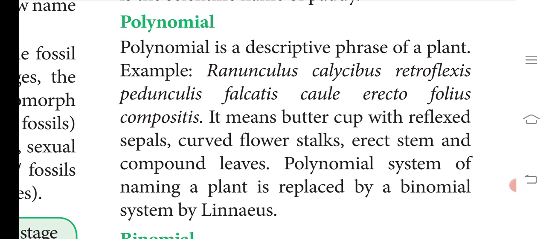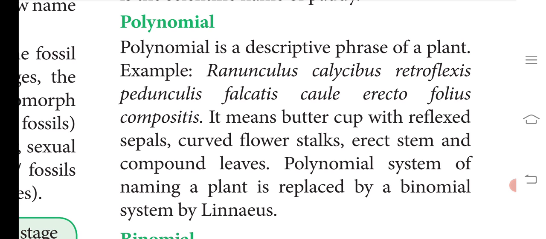Polynomial is a descriptive phrase of the plant. Here, Ranunculus, calicibus, retroflexus, pedunculis, falcatus, caule, erecto, foliis, compositis. It means buttercup with reflexed sepals, curved flower stalks, erect stem and compound leaf. This is the name of the particular plant.